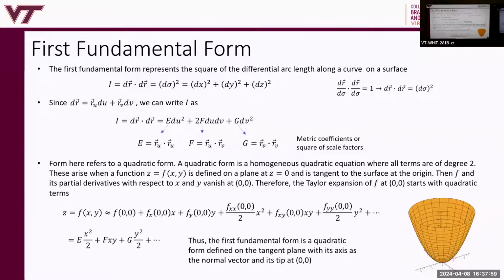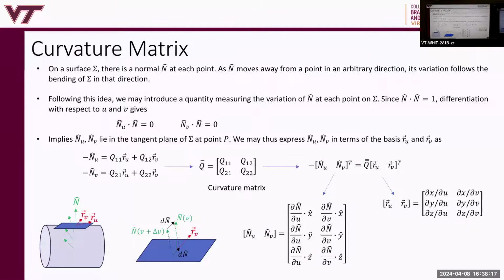So if they are orthogonal, which one of these quantities would be 0? F. So F measures the orthogonality of your ru and rv, right? Very good. Good question. Okay. So yeah, you can write it like that, right?